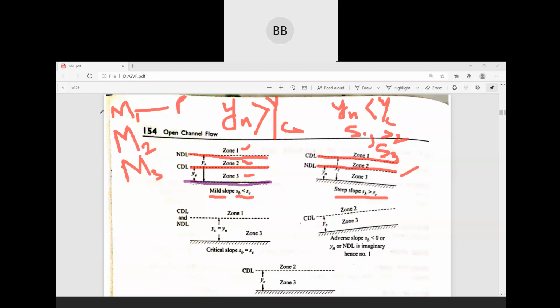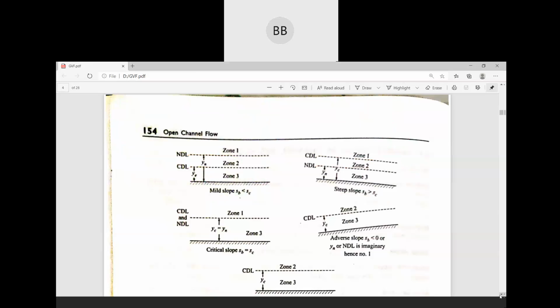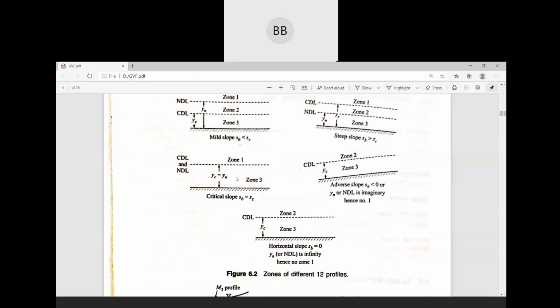So in critical slope, if you remember, we said that your bed slope and your critical slope are the same, and your yn and yc will coincide. So that is why, if you see here in critical slope, we'll be having only zone 1 and zone 3.